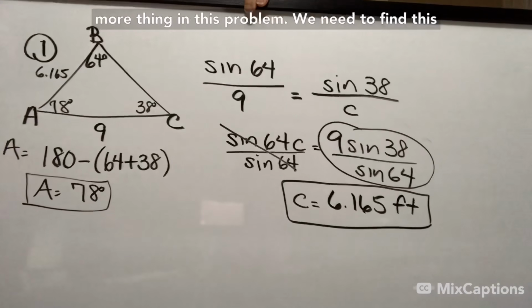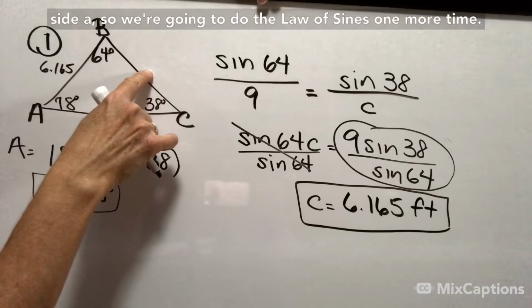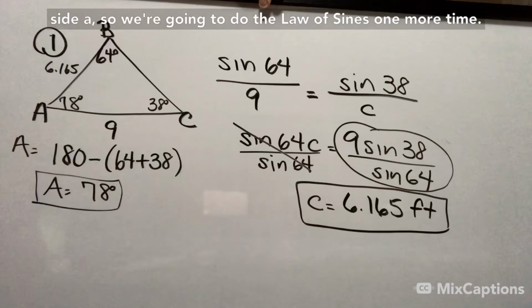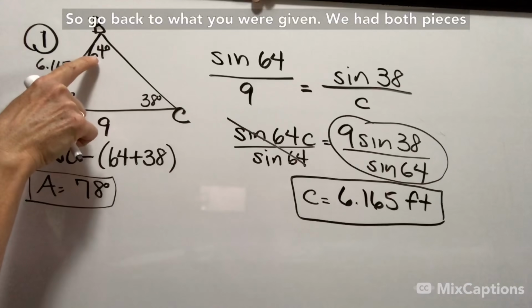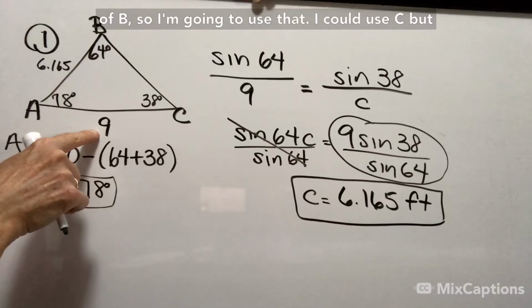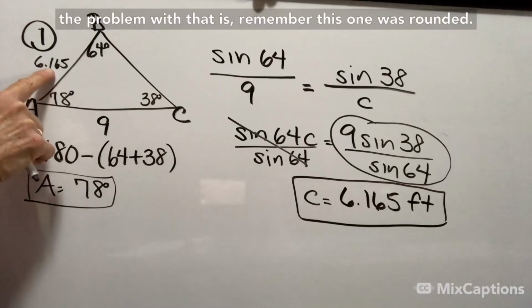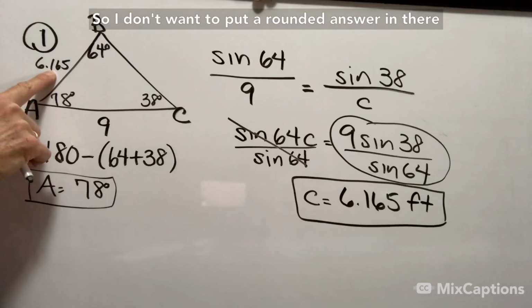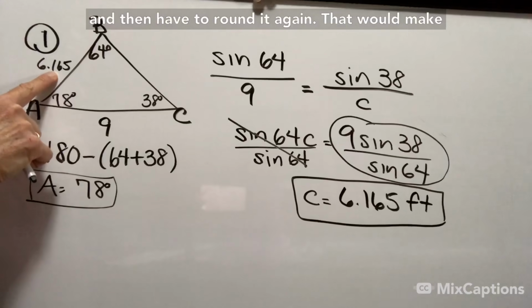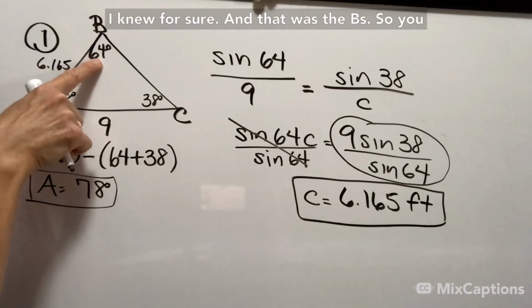So we need one more thing in this problem. We need to find this side A. So we're going to do the law of sines one more time. Go back to what you were given. We had both pieces of B, so I'm going to use that. I could use C, but the problem with that is, remember, this one was rounded. I don't want to put a rounded answer in there and then have to round it again. That would make it slightly off. So I'm going to go back to what I knew for sure, and that was the B.